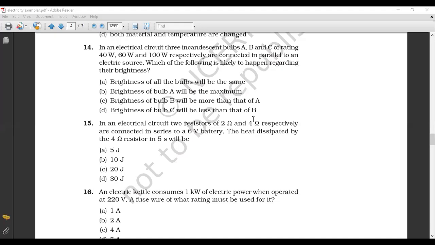So what will the option be? A is wrong, brightness is not same. What is given in option B? Bulb A will glow more brightly, but it's wrong. What is given in the D part? Brightness of bulb C will be less than B. It's wrong because C is much brighter than both A and B. So option C is correct: brightness of bulb B will be more than that of bulb A.